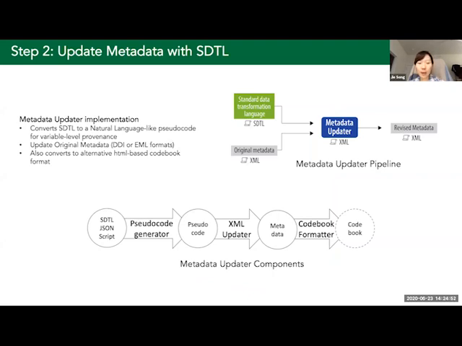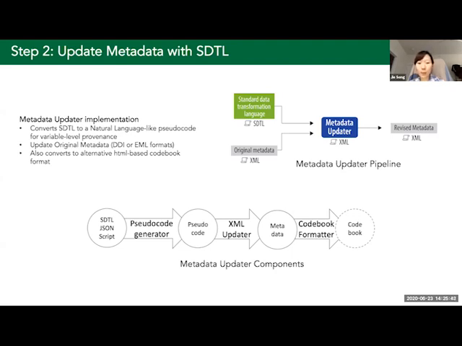Okay, then it comes to the second step, where we update the original metadata with the SDTL information. Given SDTL and the original metadata, the metadata updater will convert it to a revised metadata. Here we show a pipeline of how this part works. First, we have a pseudocode generator that converts the SDTL JSON script to a pseudocode representation. It's a natural language format that's human readable. The JSON or XML format is not user-friendly, and if you don't know any of our languages or any of the other C2 languages, you are able to understand what it does from the pseudocode representation.